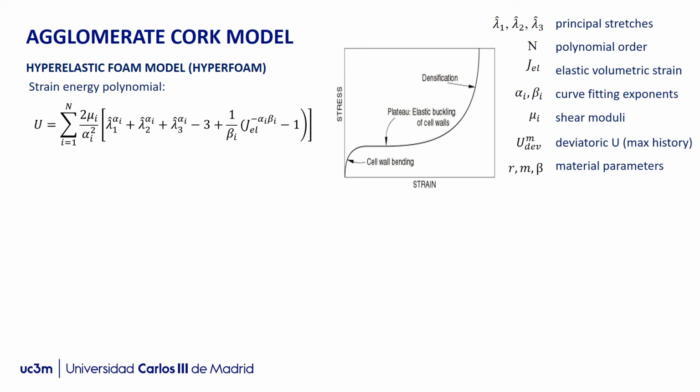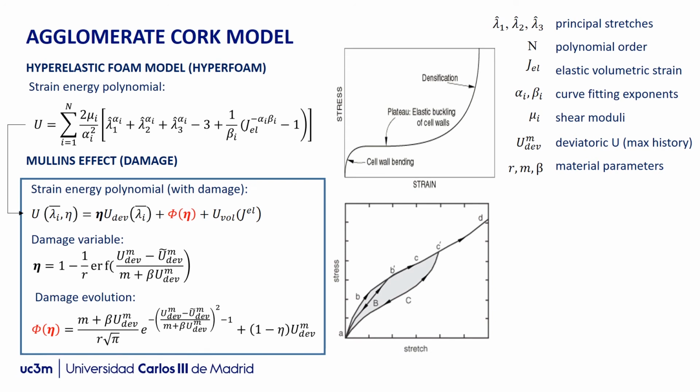The agglomerated cork is modeled using a hyperelastic foam model with Mullins effect. This model is designed for isotropic and nonlinear cellular materials, whose porosity allows very large deformations up to 90%, and is able to represent the nonlinear behavior of a typical hyperelastic foam, with a linear elastic plateau and densification region.